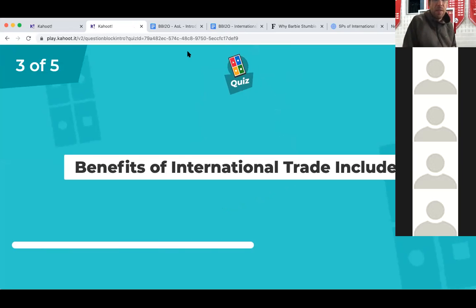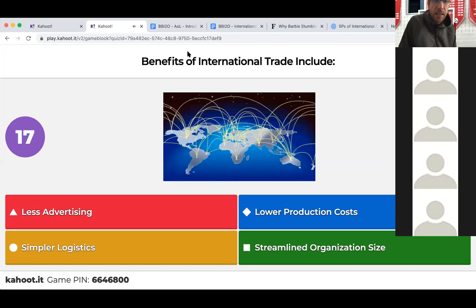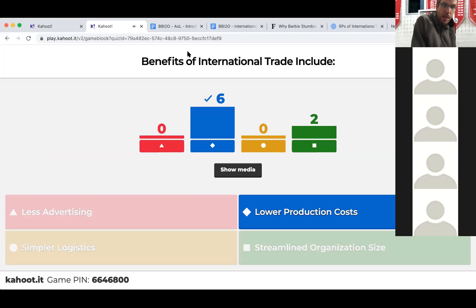So what would be some of the benefits of international trade? Is it less advertising, lower production costs, simpler logistics, or streamlined organizations? It actually probably makes the organization a bit more complicated and the logistics a little harder, but in return you can find the lowest wages, the lowest cost of material, and the lowest production costs. So the blue one, the lower production cost, is a big benefit.